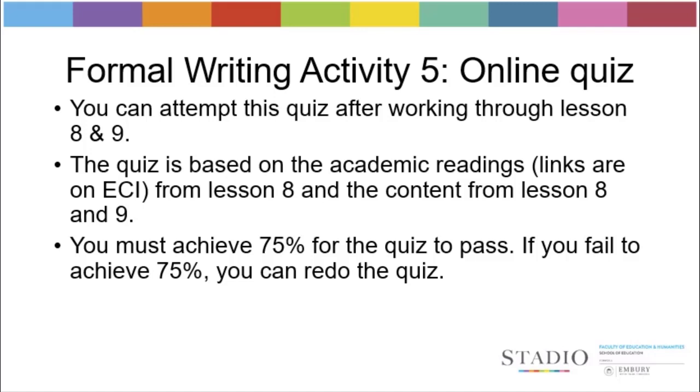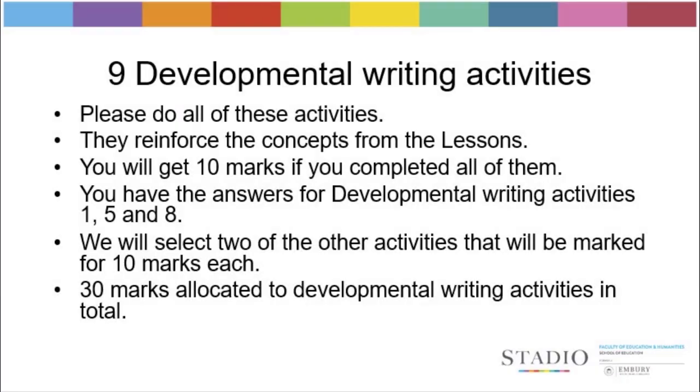So you will have to work through the academic readings and make sure that you have a good idea of what's going on in that academic reading, and then also make sure that you familiarize yourself with the content of lesson 8 and 9 before you attempt the quiz. You must achieve 75% for the quiz to pass. If you fail to achieve 75%, you can redo the quiz. So it's not just one attempt, you have more than one attempt when you're doing this quiz.